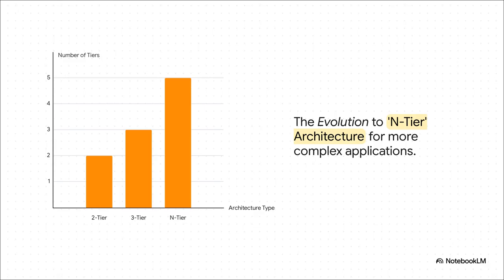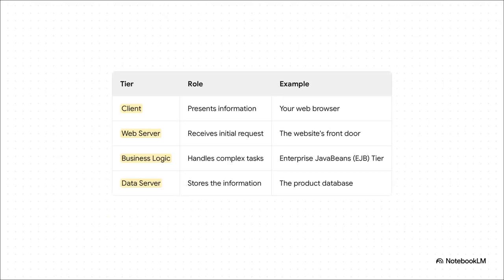We started with a simple two-tier system, just the client and the server. Then things got a little more complex with 3 tiers, where you'd have the client, a web server to handle the requests, and a completely separate database server that just stores all the data. And from there, it can scale up to N tiers, where N can be any number of specialized servers, each one with a very specific job to do. So here's a quick look at how that might work.